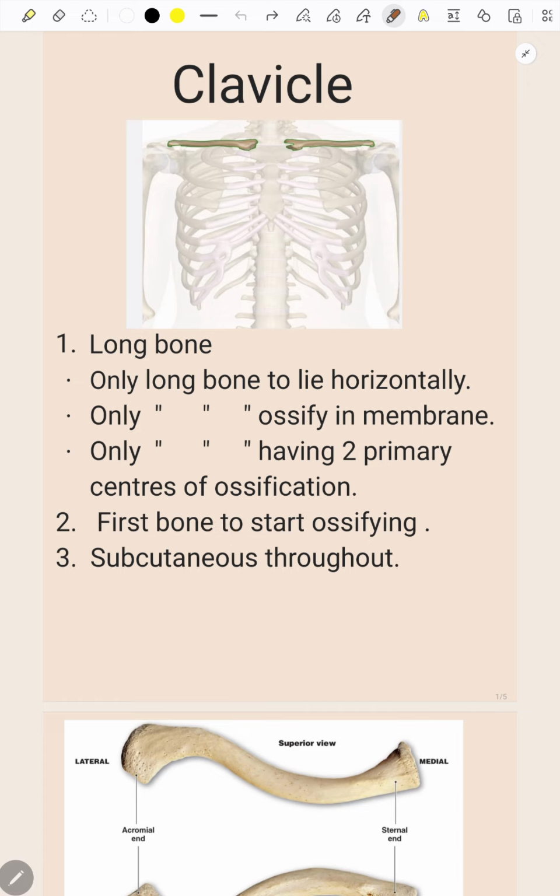Every bone has a different time period for the initiation of ossification, so the clavicle is the first bone to start ossification. And the third point is that it is subcutaneous throughout, that is, it is just present below the level of skin.